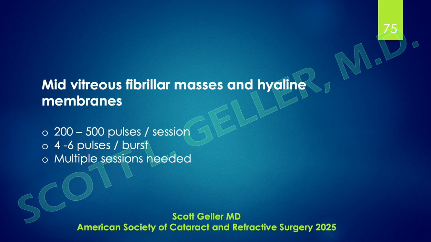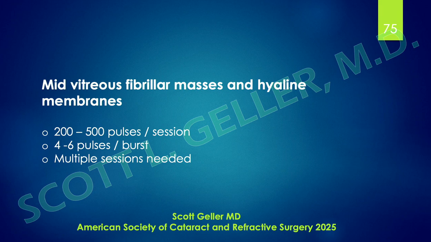Midvitreous fibrillar masses and hyaline membranes. These things are tough, and you have to understand that you can't get all this stuff in one session. And there's a reason for that. As you get into the higher pulse levels, I'd say 200 to 500 pulses is what I'd use for something like this, but higher pulse levels than that, with higher power, you get into that gray area where you can get elevated intraocular pressure. We'll go over that later.